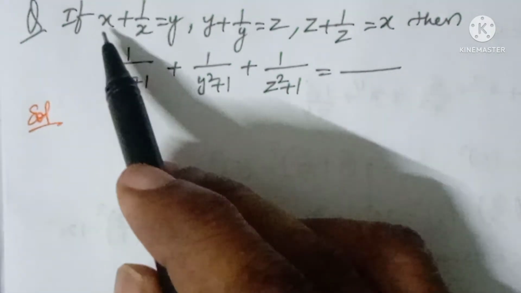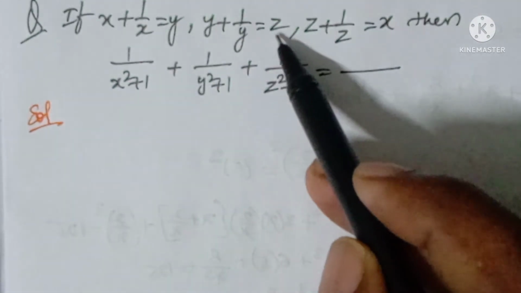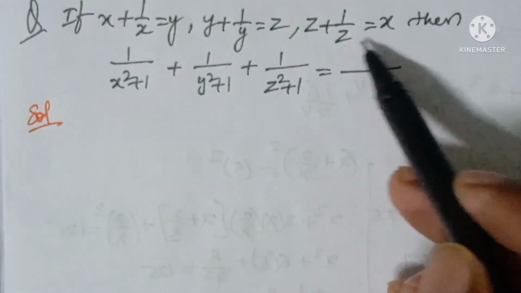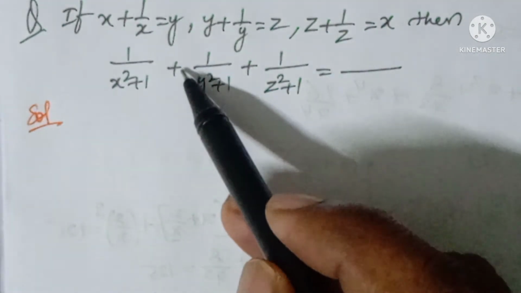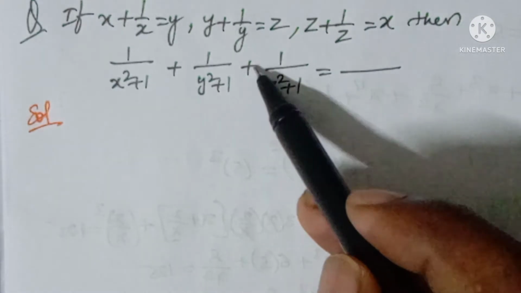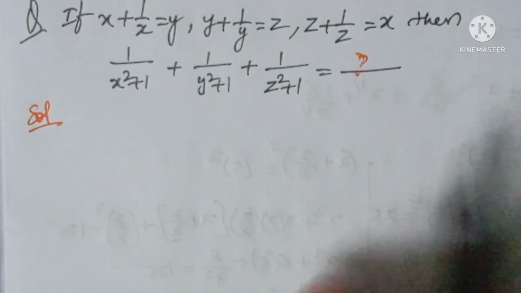The question is given now: x plus 1 by x is equal to y, y plus 1 by y is equal to z, z plus 1 by z is equal to x. Then show that 1 by (x square plus 1) plus 1 by (y square plus 1) plus 1 by (z square plus 1) is equal to how much?